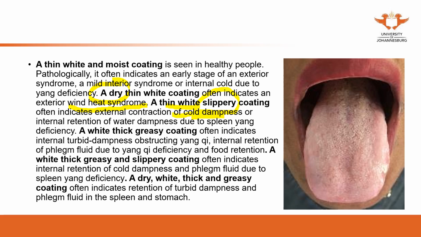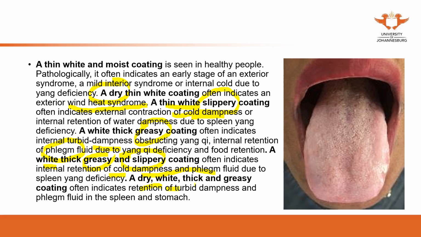Cold. A thin white greasy coating: dampness or phlegm. A white thick greasy coating. Greasy and slippery coating. It's water, there's phlegm. So dampness and phlegm. And white indicates cold. So when you see the tongue presents with a white coating, thick, greasy, slippery coating, it's coldness, dampness, and phlegm.